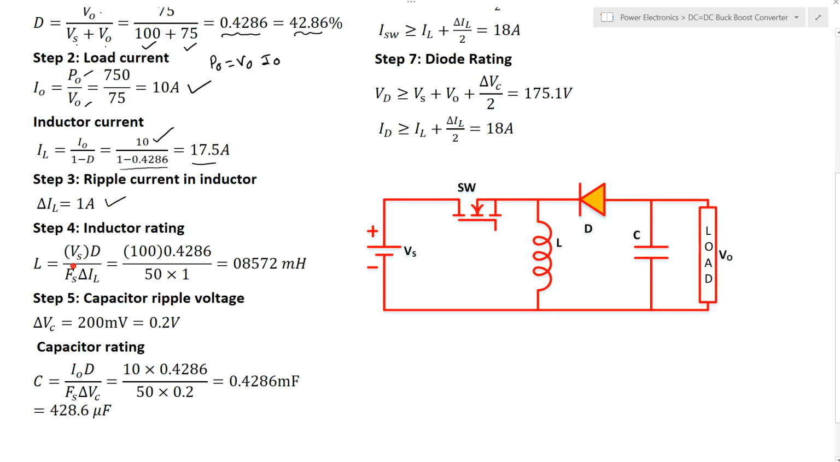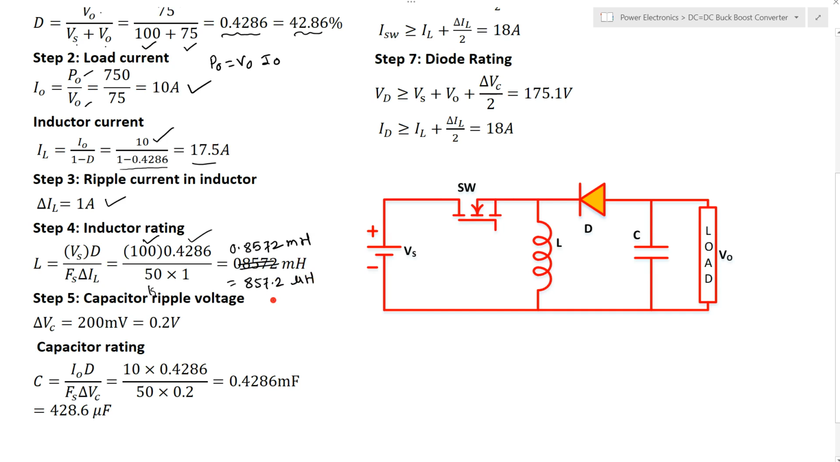Now let us calculate the inductor value. Inductor value is equal to Vs into D upon Fs into delta IL. So Vs is the source voltage, that is 100 volt, duty cycle is 0.4286, upon 50 into 1, because the IL ripple value is 1 and the frequency is 50 kilohertz. So obviously the answer will come in milli. So the answer is, sorry, I have a printing mistake here. The answer is 0.8572 millihenry. Okay, so this is the answer, or you can say 857.2 microhenry is the value of the inductor.